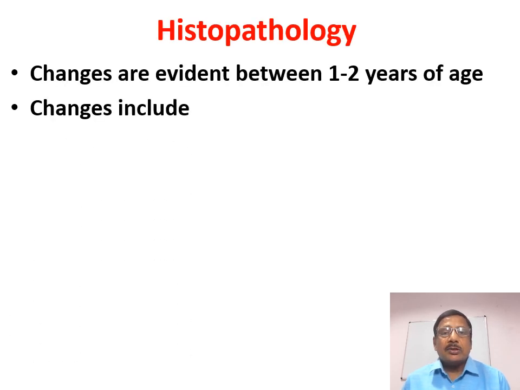We have to look for the histopathology and its implication. As you can see in the slide, the changes are evident between 1 to 2 years of age. Means before 1 year of age, we do not find appreciable change in histopathology. Means what? Means we can wait up to 1 year for any treatment.